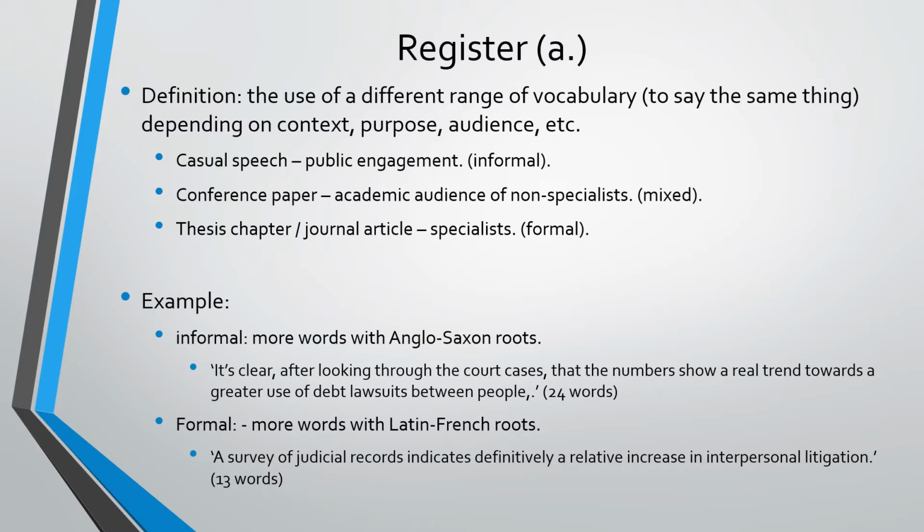And these smaller words in the English language tend to be those with Anglo-Saxon roots. That is to say, those with more Germanic roots prior to the late medieval French and Latin influence on the English language. The more formal way of saying the same thing would be: a survey of judicial records indicates definitively a relative increase in interpersonal litigation. Note here that we've used 13 words instead of 24. This is very helpful if you're writing an academic article where you're often constrained by word limits, but also the words themselves tend to be those with Latin or French roots. Note here, for example, the words judicial or interpersonal or litigation.